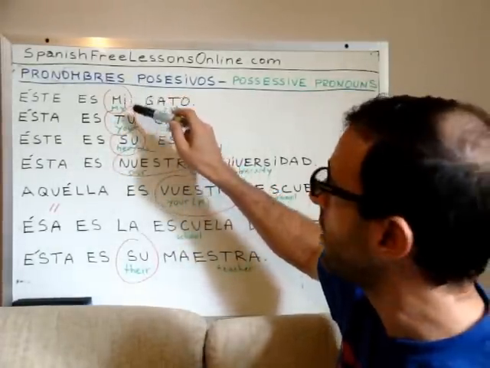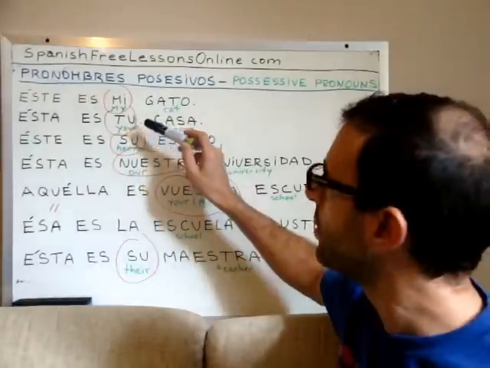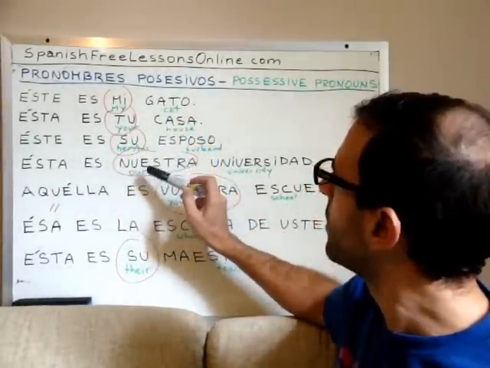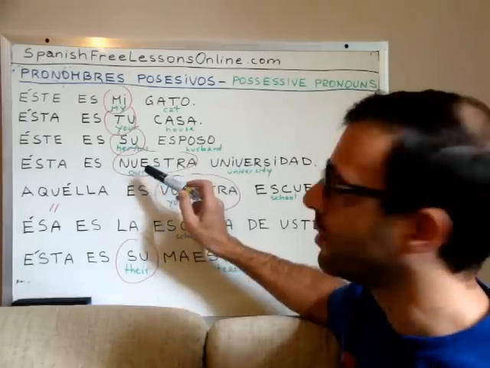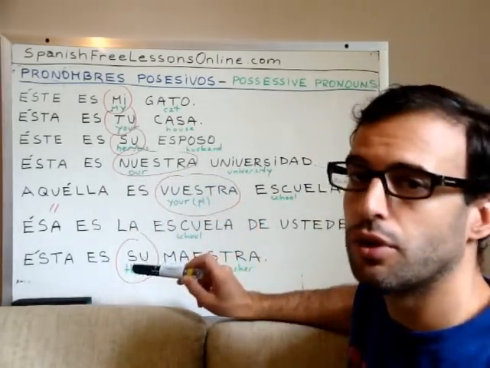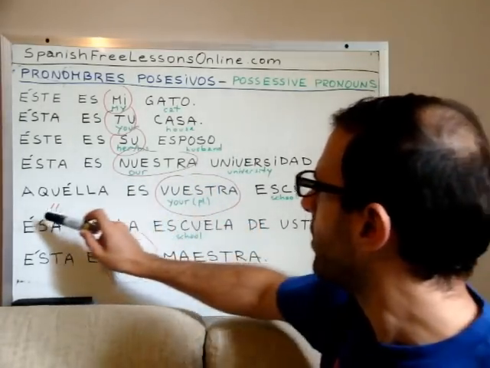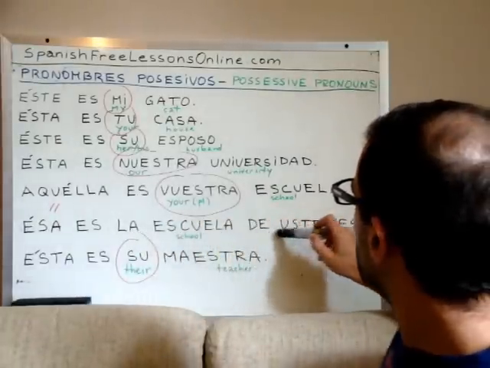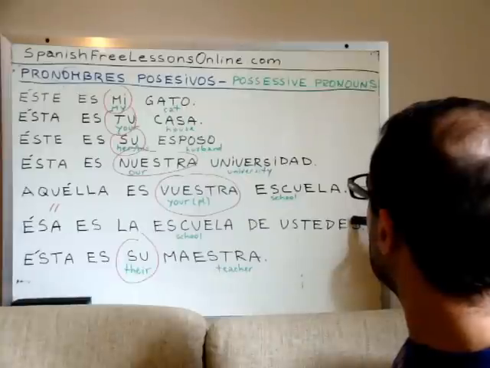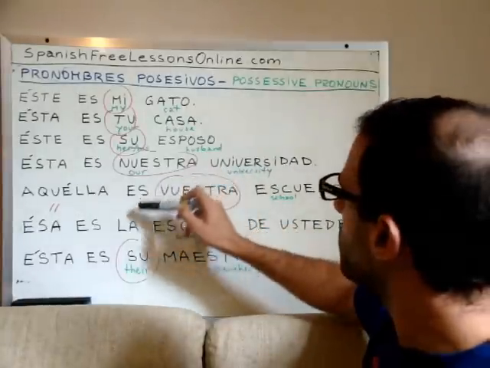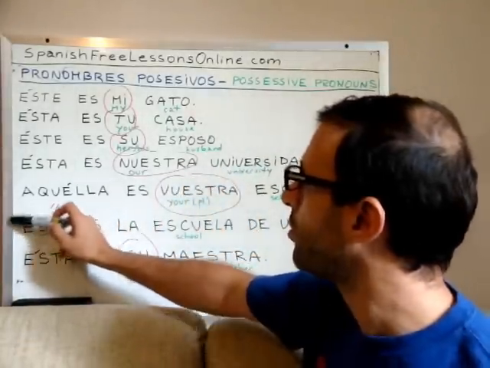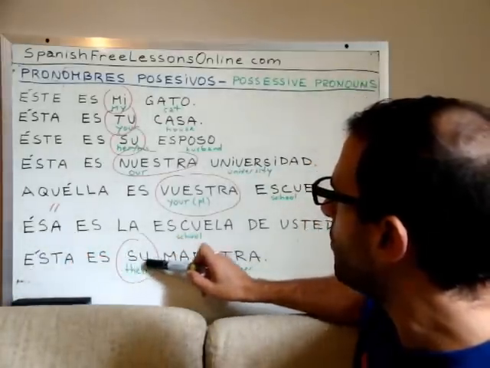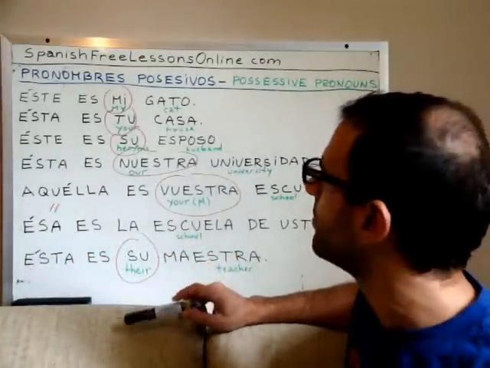Mi for my, tu for your, su for his or her, nuestra for our, vuestra for your. This other sentence means the same thing as this one, but this is the form used in Latin America. And su for their.